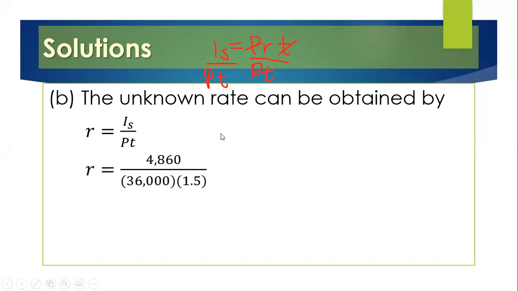Okay? So substitution ng mga given. So 4,860 over 36,000 times 1.5. And our answer is 0.09 in decimal. Okay, and in percentage, that is 9%. Okay, so ang rate of interest pala nun is 9%.